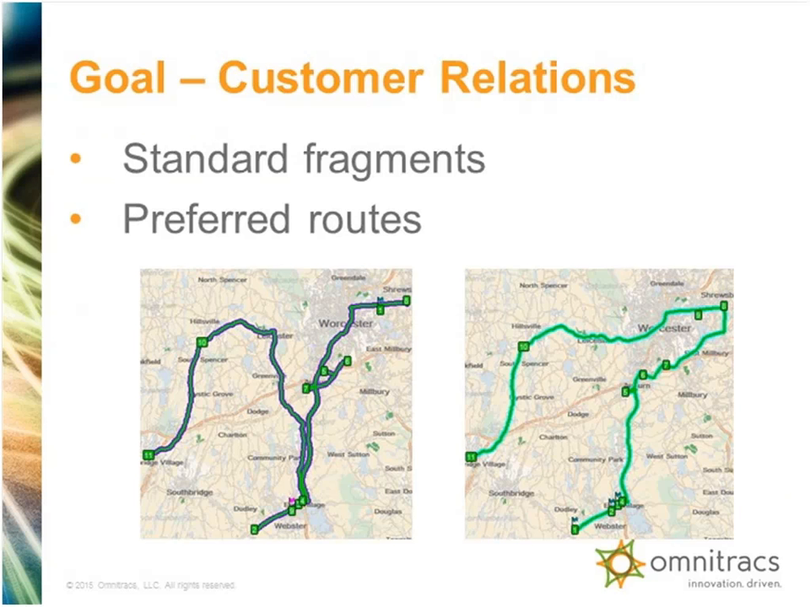So, standard route fragment and preferred routes. The picture on the left is a fragment that we started that has a very mixed up route. And on the right is a preferred route where you let the system do the sequencing. It's a much smoother route and has saved you time and money based on the number of miles you've driven.